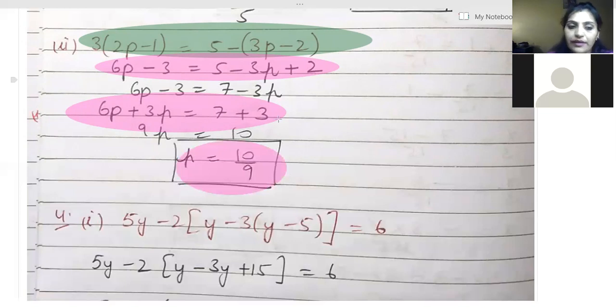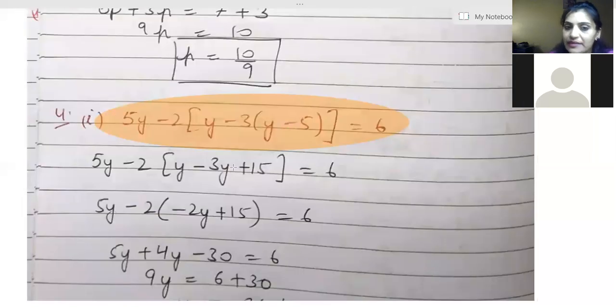Yes, ma'am. Now the fourth question and its first part. The first part is saying 5y minus 2 bracket y minus 3 bracket y minus 5 bracket and whole bracket is equal to 6. Now look beta, first of all we will solve the inner bracket. So minus 3 is being multiplied with y as well as with minus 5. So what I am getting, 5y minus 2 bracket y minus 3y plus 15.